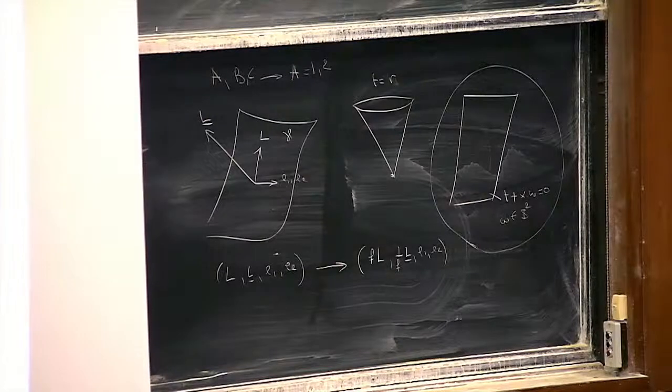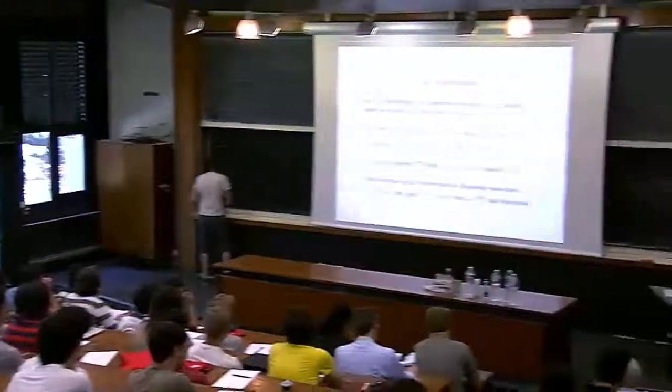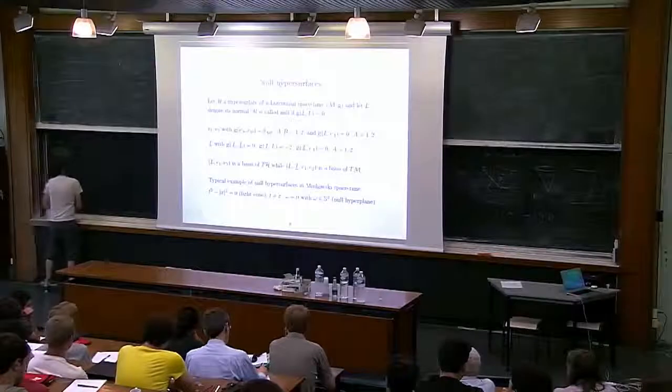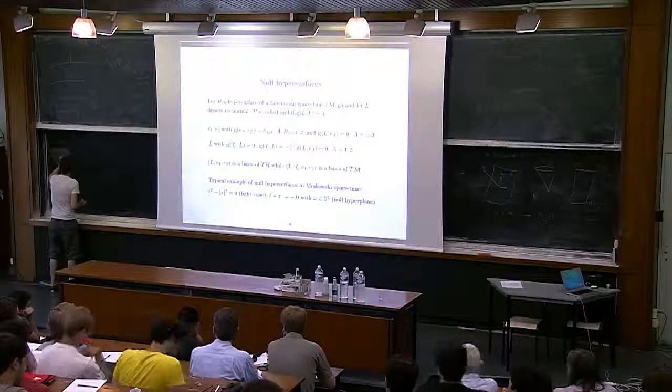And the last thing I want to say is, I use this notation all the time, but it's useful to understand what they correspond to in the flat case. So if I take the cone, so if I take T is equal to R, the future null cone, then of course in that case, L is the generator of the cone.